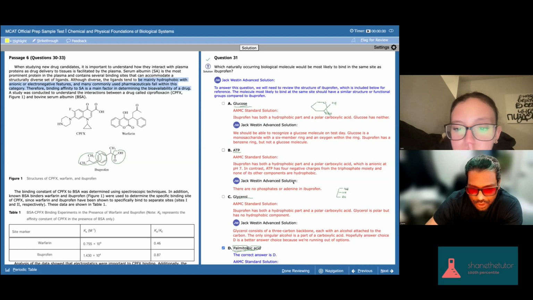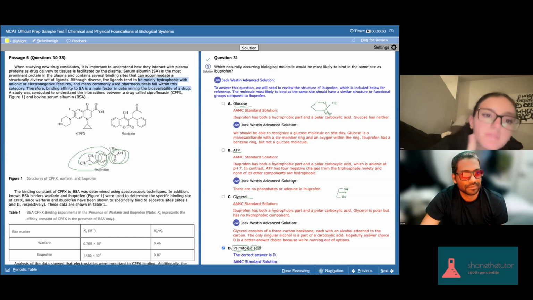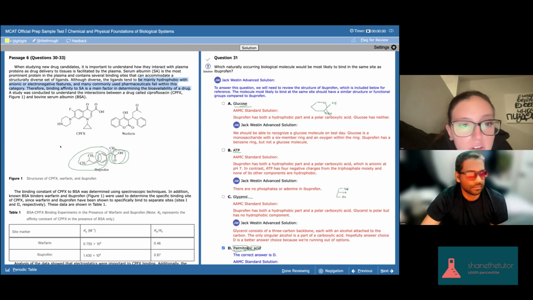So you could have solved this even if you didn't know specifically that this had a hydrophobic part to it, by knowing that A, B, and C all do not have hydrophobic parts and therefore cannot be the answer. And that comes from being able to look at the molecule here and say, oh, okay, this is nonpolar, hydrophobic. This is hydrophilic.